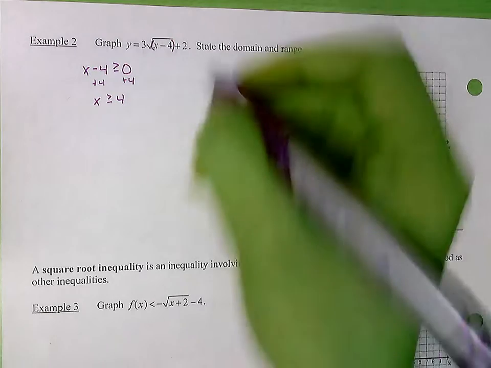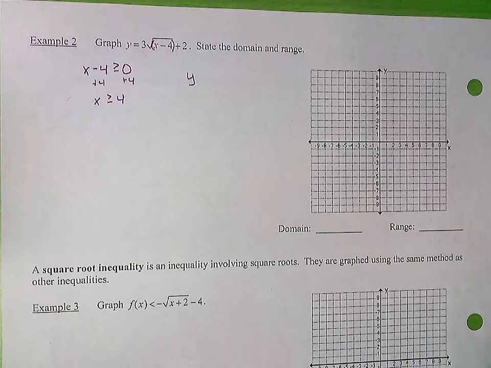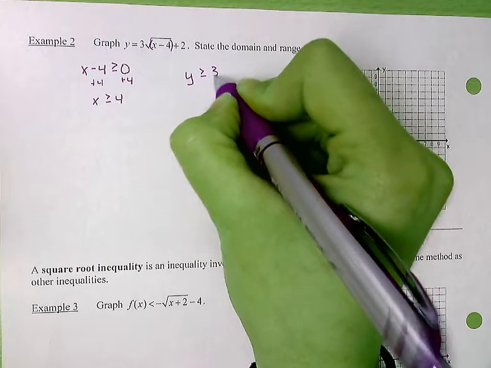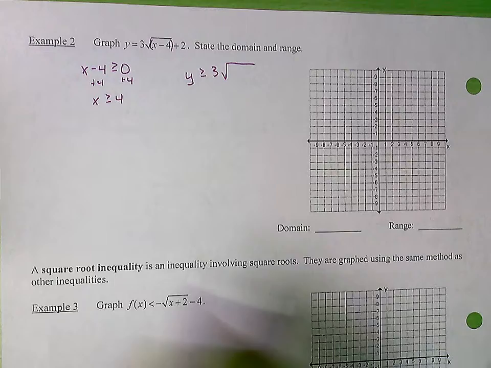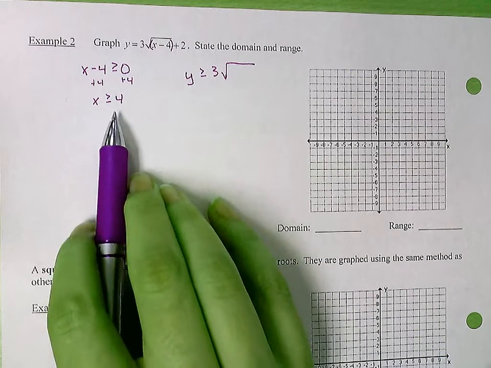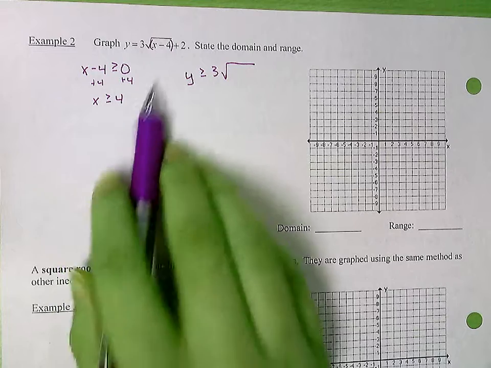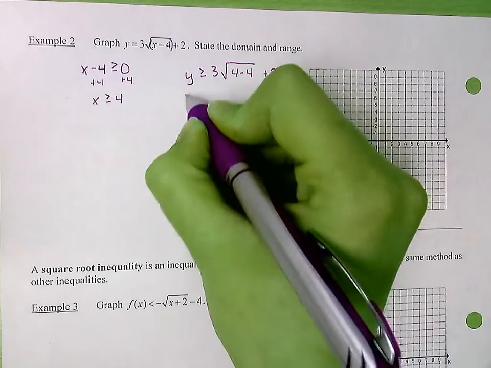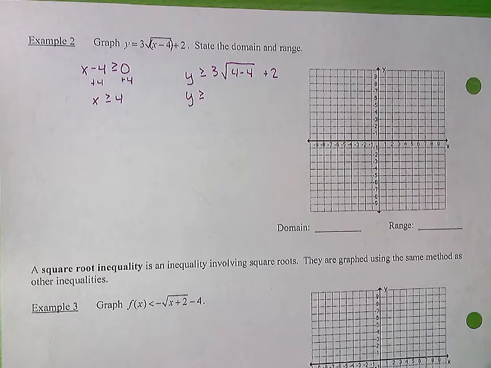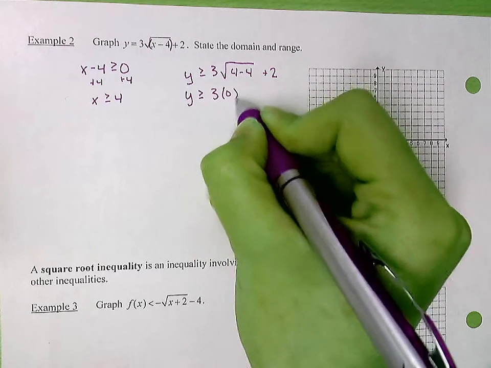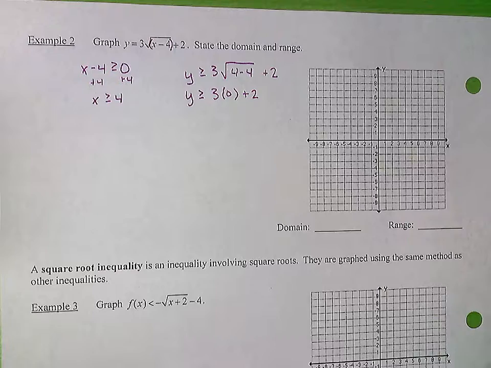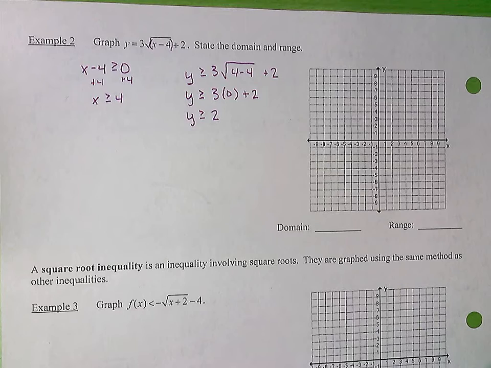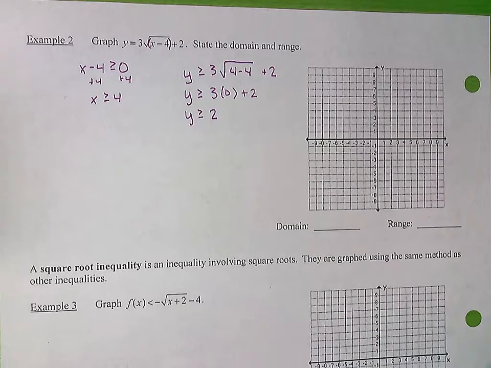To find the range, we have y greater than or equal to 3 times the square root. I'm replacing x with what I found in my domain. So plug 4 in for x. 4 minus 4 is 0. I have 3 times 0, and then plus 2. 0 plus 2 is 2. Okay, so my range, y has to be greater than or equal to 2.